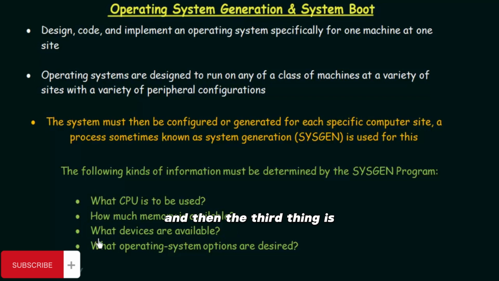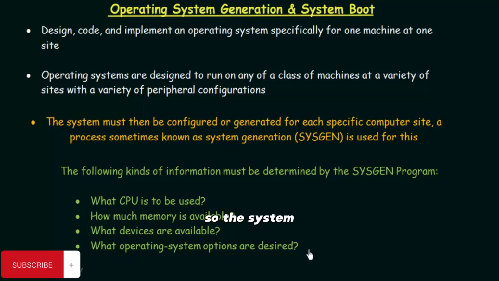And then the third thing is what devices are available. So the system program has to determine what are the devices that are attached to this specific machine and what are the models of this and how it is connected to the machine. So by knowing all this, the operating system will be able to function properly with the devices that are connected to that particular machine.